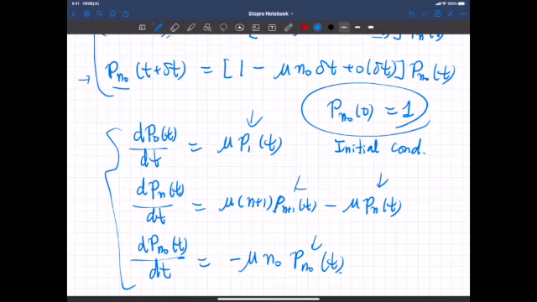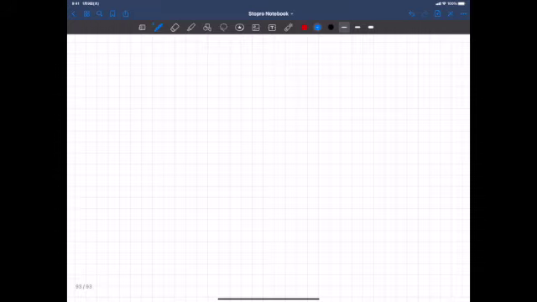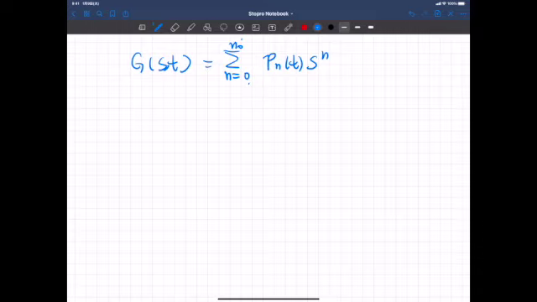Now let's solve these equations, and of course you can try a direct method, but as we already know the method of probability generating function, let's use that method from the beginning. Okay, first of all, as usual, the PGF is defined as this. In this case, the number of individuals varies from 0 to n0 because it can only decrease from n0 down to 0. So the summation is from 0 to n0, of Pn(t) and s to the power of n. So this is the PGF.